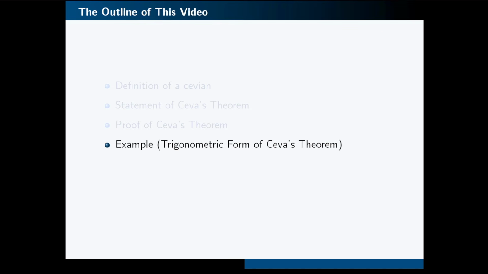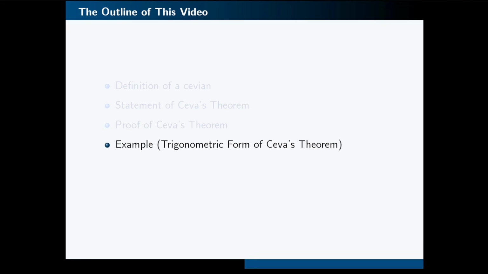Okay, first I will define the notion of a Cevian. Using this definition, I will be able to state Ceva's theorem for you. And of course, naturally, after the theorem, I will present a proof for Ceva's theorem. And then I will present an example that you can use Ceva's theorem to solve and prove.